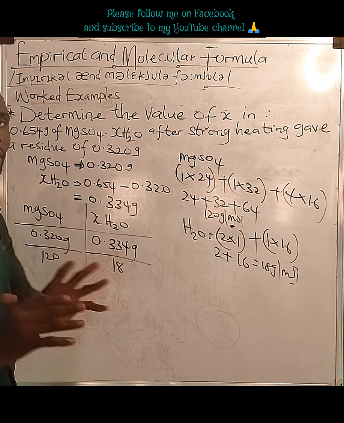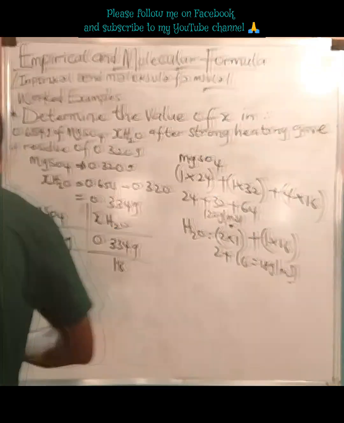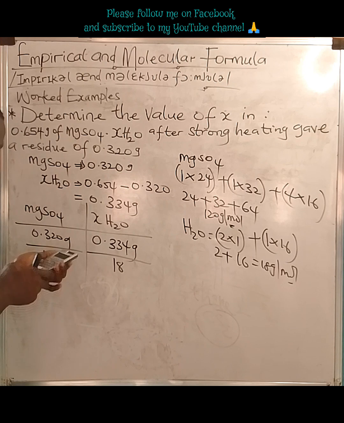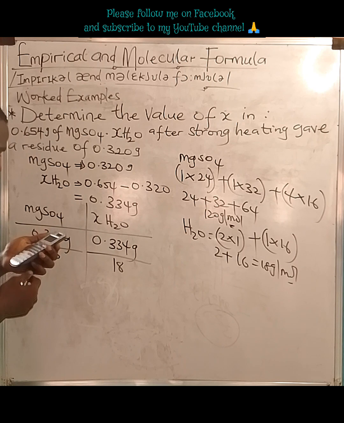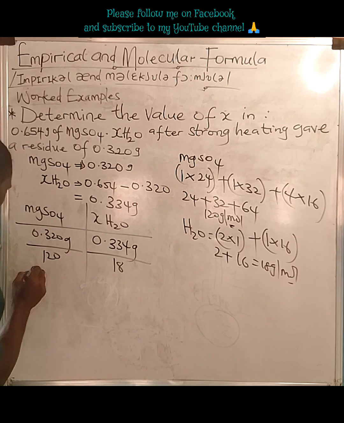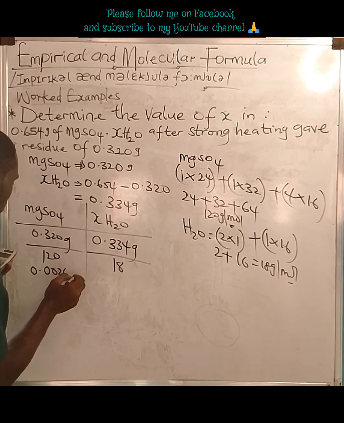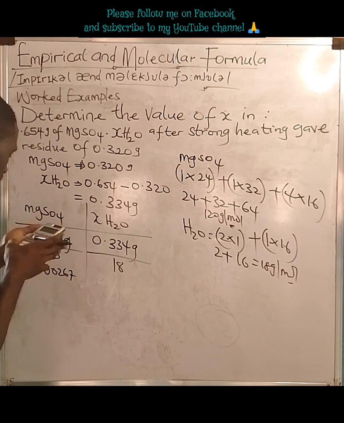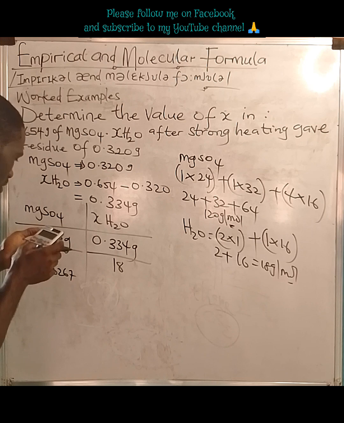So quickly, we're going to be using a calculator to get this done. So let's do that. First, we have 0.320 divided by 120. So what do we have? We have 0.0026666 and so on and so forth. You just approximate that. Then 0.334 divided by 18. Let's see what we've got.